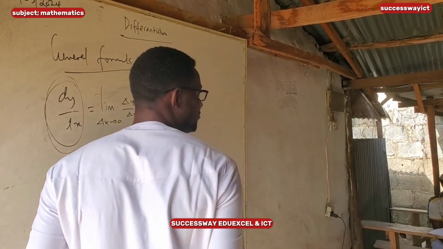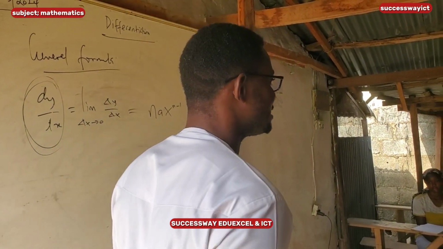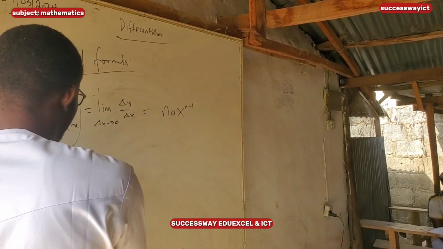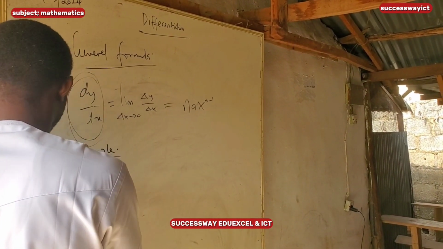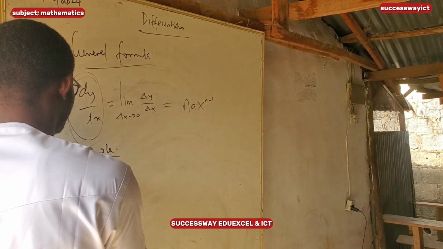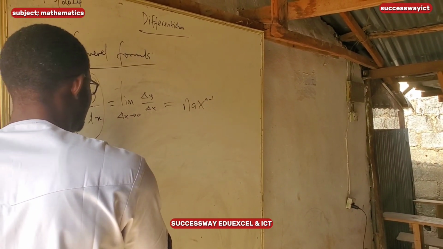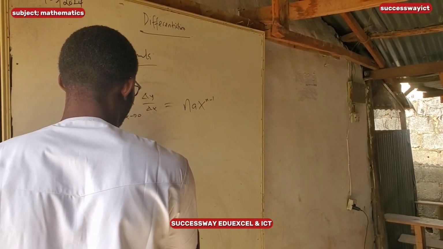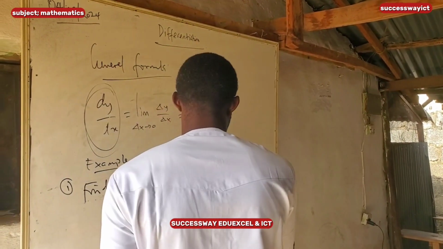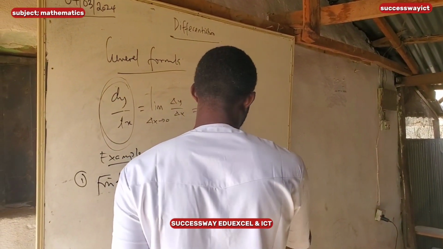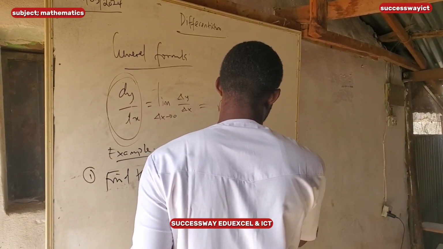x to the power n minus 1. Now let me explain this guy to you using an example. Find the derivative of y equal to 2x squared.